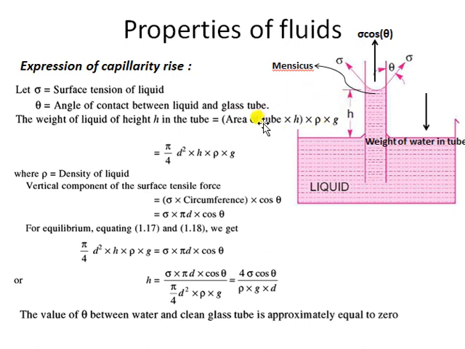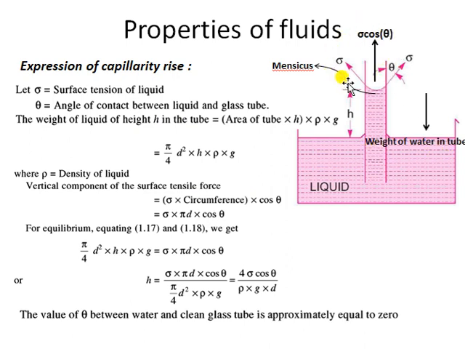The cross section area of the tube will be pi by 4 d square, because the cross section is circular, and d is the diameter of the tube, small d. So pi by 4 d square is the cross section area, into h, that will be volume. Volume into density is mass. Mass into g is weight. So this is the weight of the water. This is one force, the weight of the water in the tube.